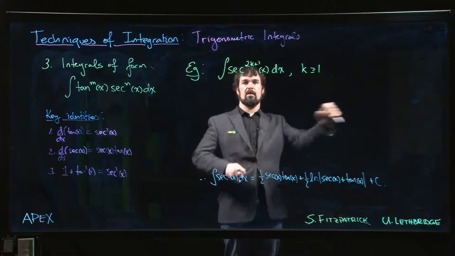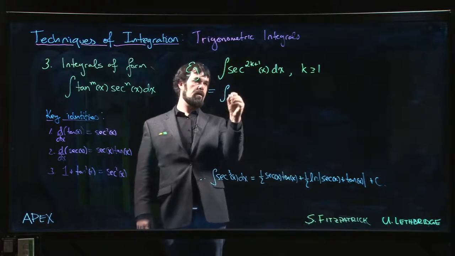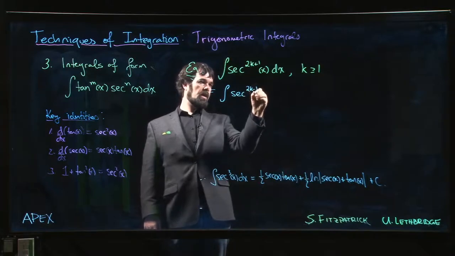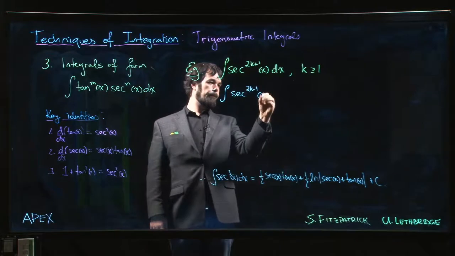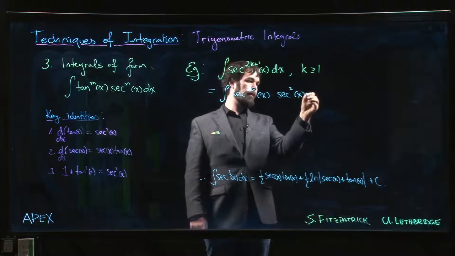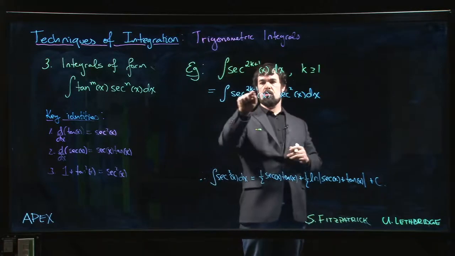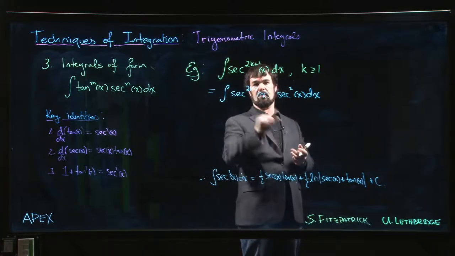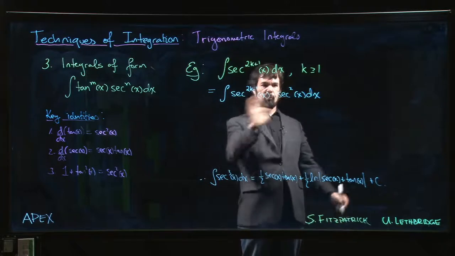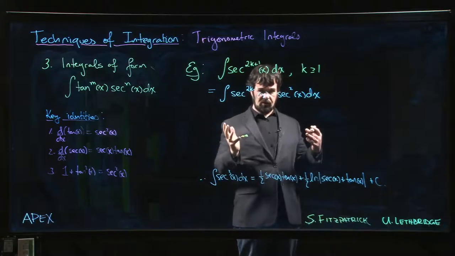We're going to take this and write it as the integral of secant to the 2k minus 1 times secant squared x dx, okay? So 2k plus 1: if I add 2 to 2k minus 1, I get back to 2k plus 1. So I haven't changed anything, right? The idea here is we're splitting off a secant squared, and you'll notice that we have the next lowest odd power of secant here.